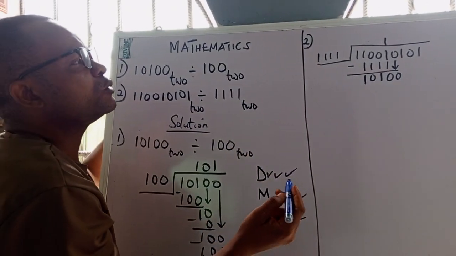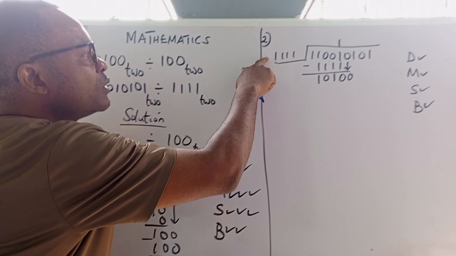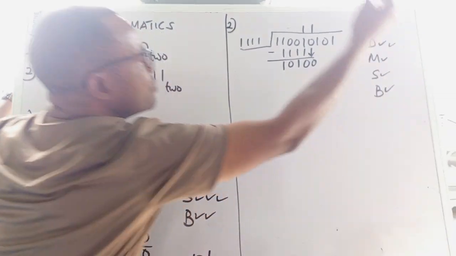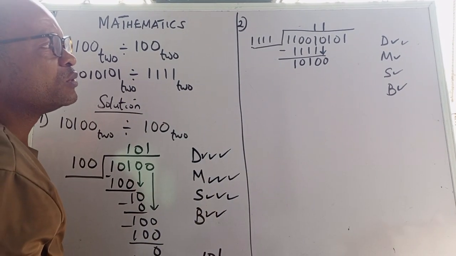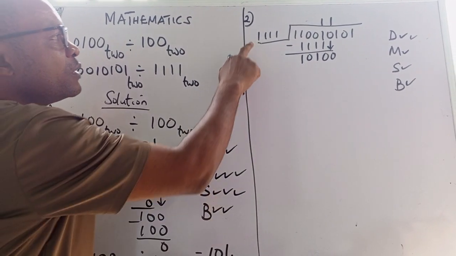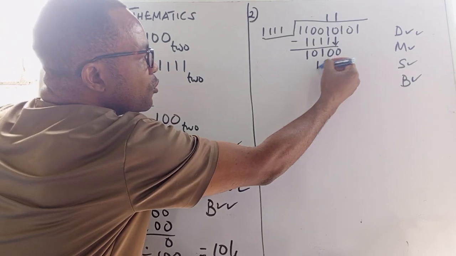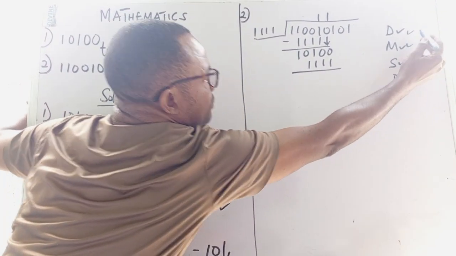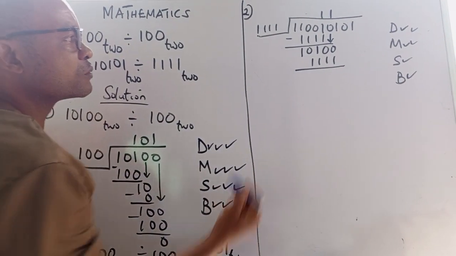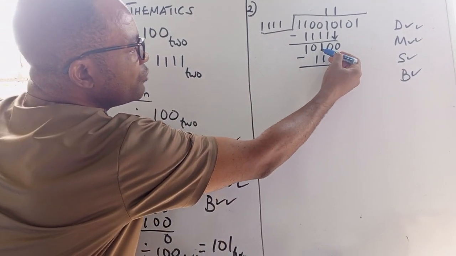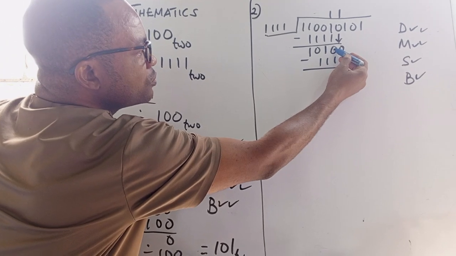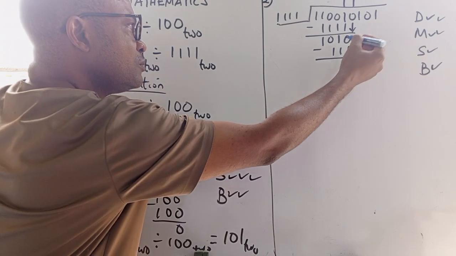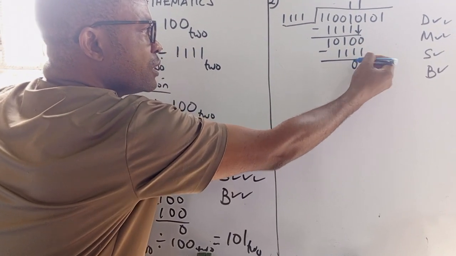Now I have a new number to deal with. I'll start all over again. This one into this is simply 1. I just divided. The next instruction is what? Multiply. This times 1 is 1111. Okay? I just multiplied. The next instruction is subtract. Now let's subtract. If you borrow from here to this place, it becomes 2. Borrow from here to this place, it becomes 2. 2 minus this is what? 1. Now 1 minus 1 is 0.